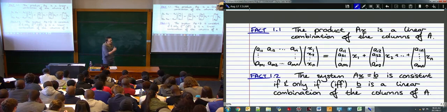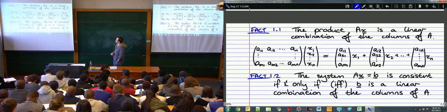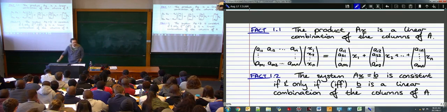Okay. Later on in the course, when we have more complicated facts, we'll actually write out some explanations, but this I think is something which you should be able to puzzle out by yourselves. All right. Any questions at this stage?